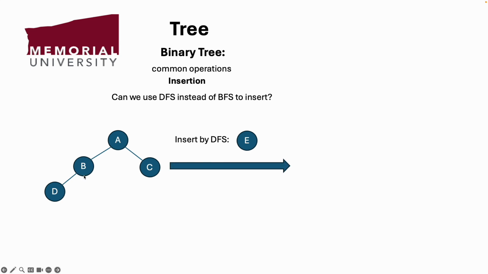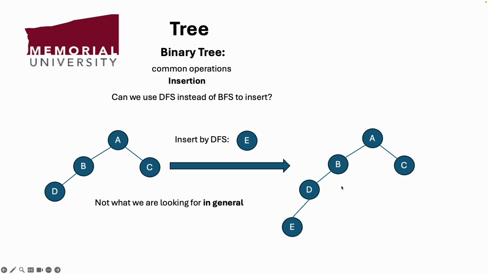So it becomes this result. Okay, so this inserts on the left of the node D. So this breaks the balanced structure, okay? So we want, after insertion, to make the tree as balanced as possible. So this is not what we are looking for in insertion in general.